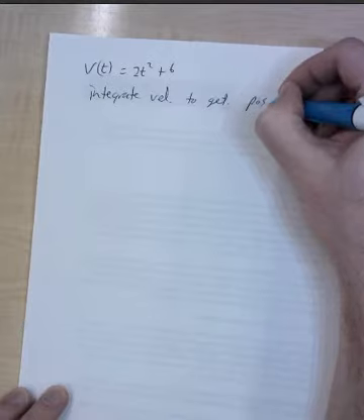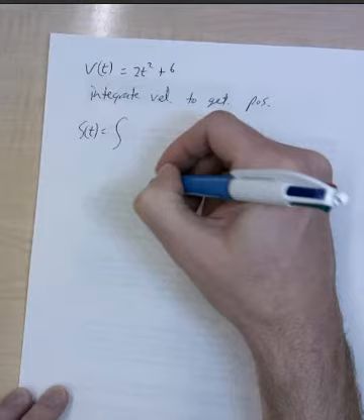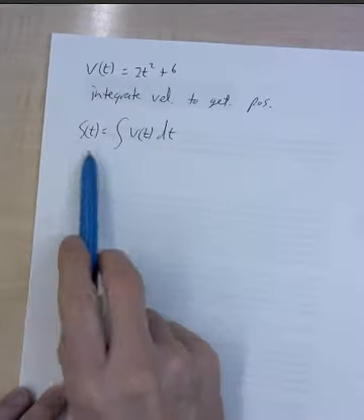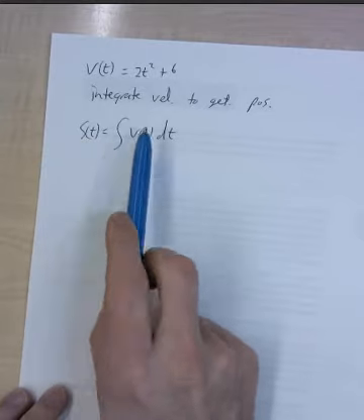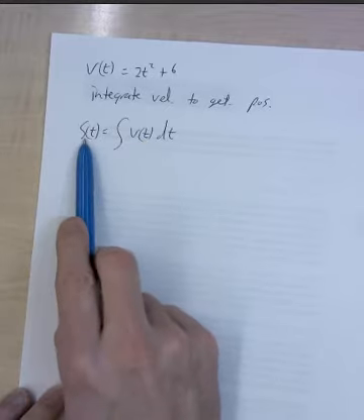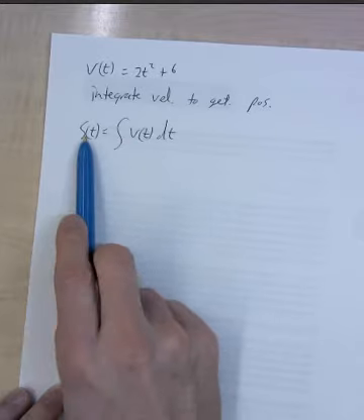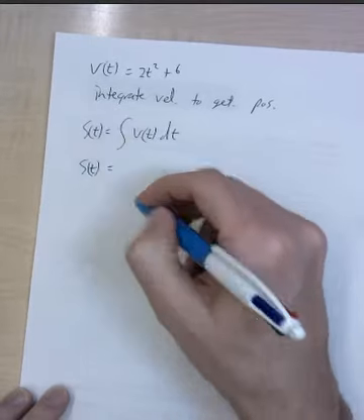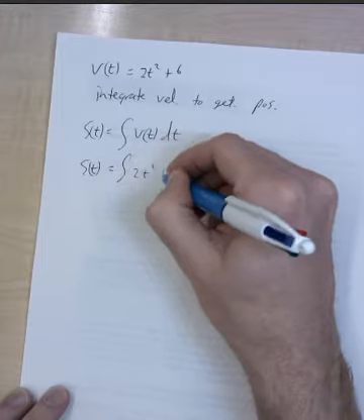So we can say S of t then equals the integral of v of t. Does that make sense? S of t is a position function, and that's going to be equal to the integral of the velocity function. Just working backwards. The derivative of position is velocity. The integral of velocity is position. They just go backwards. Okay, so S of t equals the integral of 2t squared plus 6 dt. Still working with t.